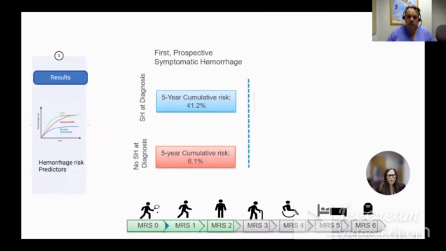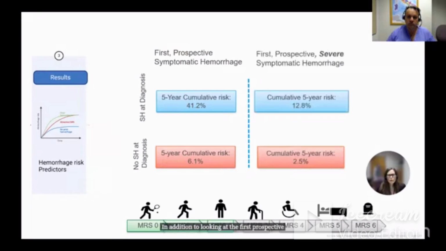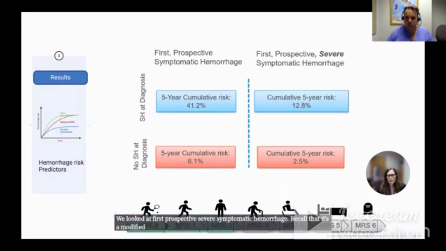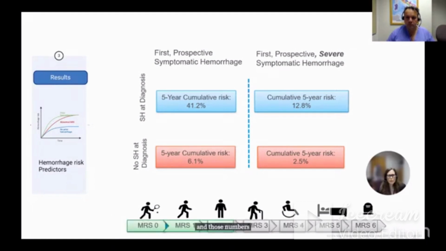In addition to looking at the first prospective symptomatic hemorrhage, we looked at first prospective severe symptomatic hemorrhage. Recall that it's a modified Rankin of 3 or higher at the time of the hemorrhage. And those numbers were 12.8% in the symptomatic hemorrhage at diagnosis group versus 2.5% in those without hemorrhage at diagnosis.